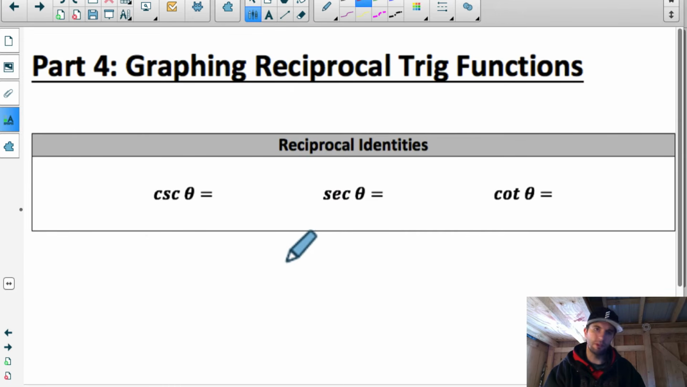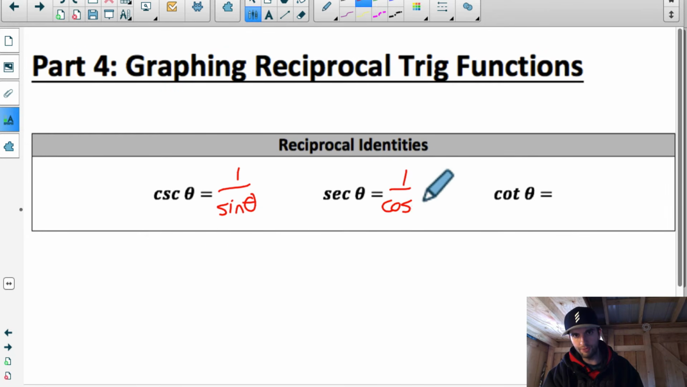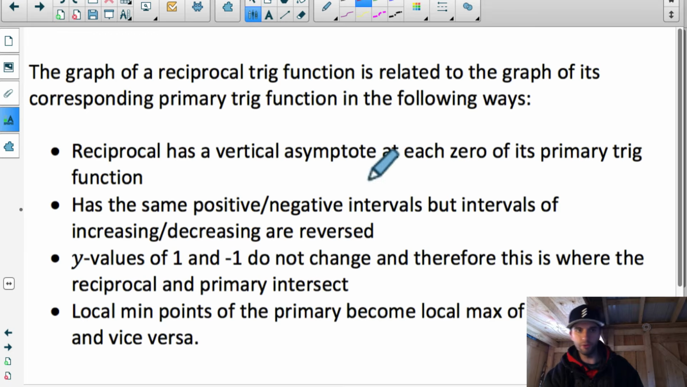Now let's do the reciprocal trig functions. To graph the reciprocal trig functions, we just have to remember the reciprocal identities. Cosecant theta is equal to 1 over sine theta. A cosecant ratio is equal to the reciprocal of the sine ratio. A secant ratio is equal to the reciprocal of the cosine ratio, and a cotangent ratio is equal to the reciprocal of the tan ratio. So let's start with cosecant.